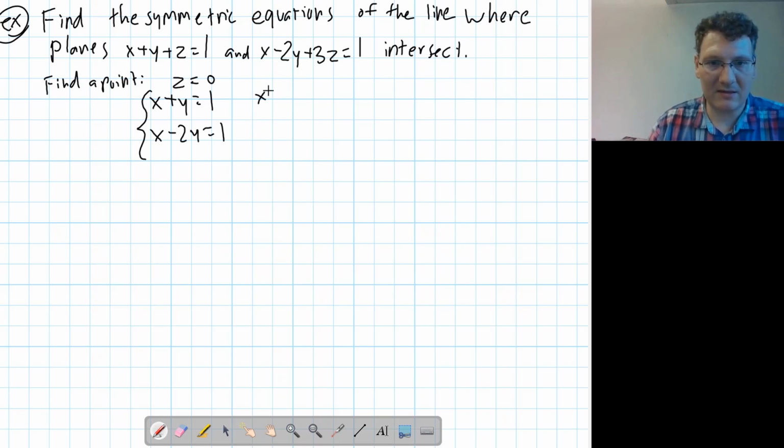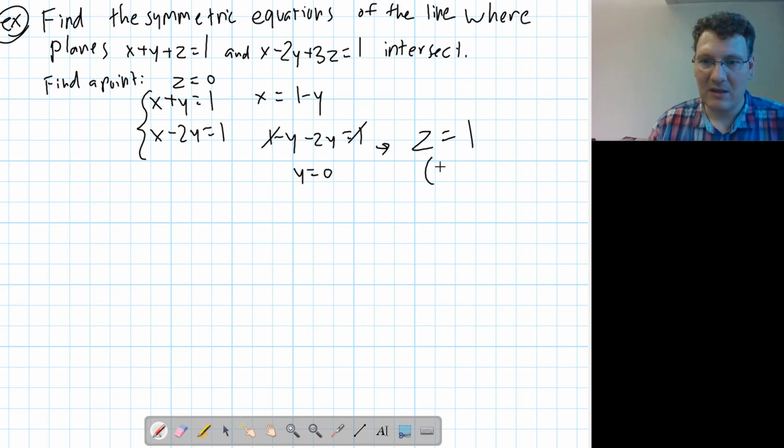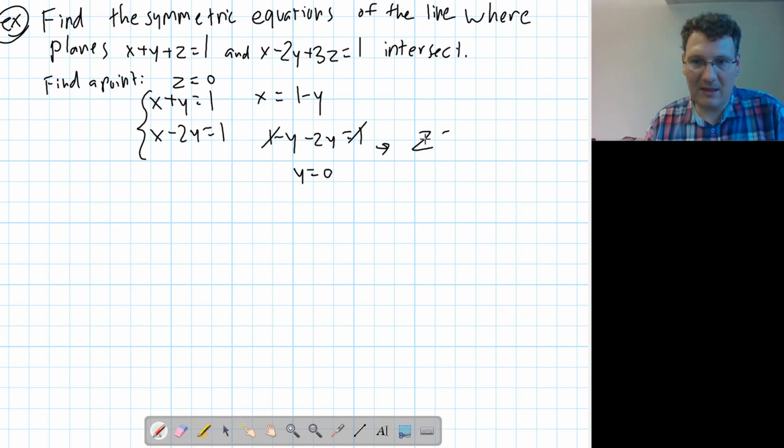If x plus y equals 1, then x equals 1 minus y. We can plug that in. 1 minus y minus 2y equals 1. We can cancel 1 from both sides, and it turns out that y has to be equal to 0 as well. And if y is 0, then that implies that x has to be equal to 1, right? That's the only way. So the point is 1, 0, 0.